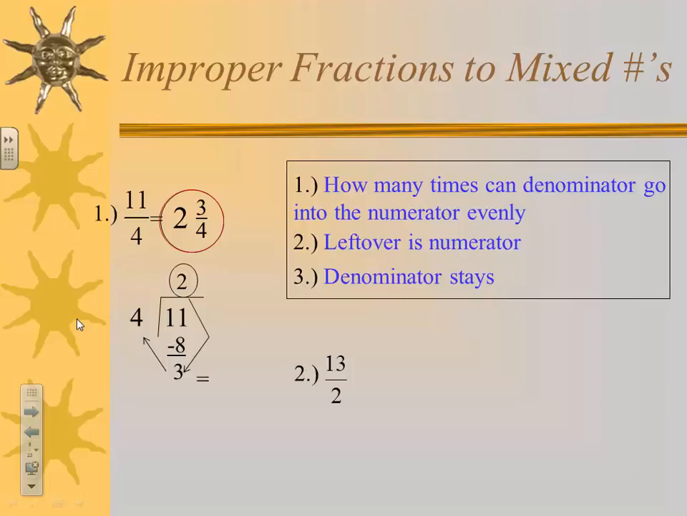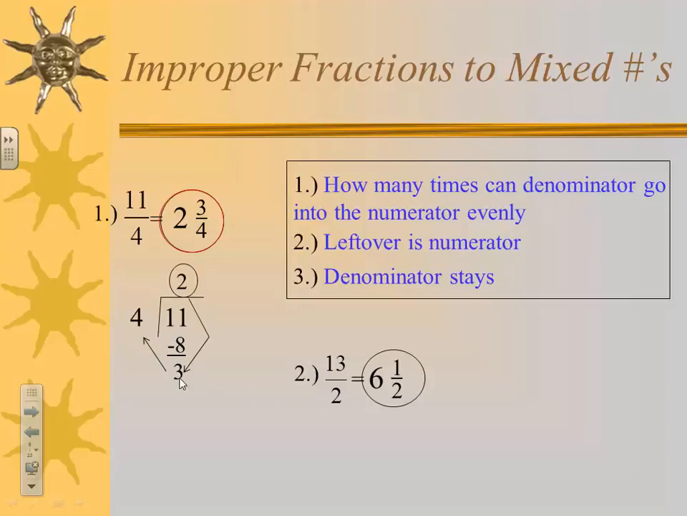Okay, so let's try another one. You have 13 over 2. That's improper because the numerator is larger than the denominator. So let's follow these steps. How many times can the denominator go into the numerator? How many times does 2 go into 13? 2 goes into 13 6 times evenly. That gets us 12. How many is left over from 12 to 13? That's 1, which is the numerator, and the denominator stays the denominator.